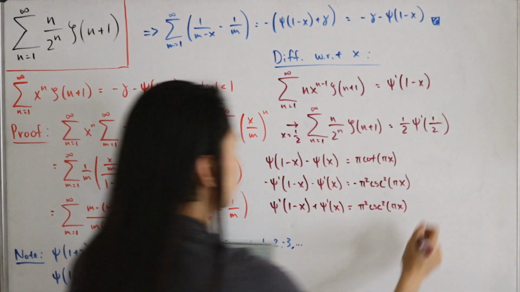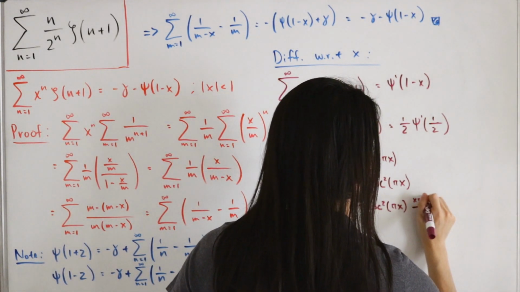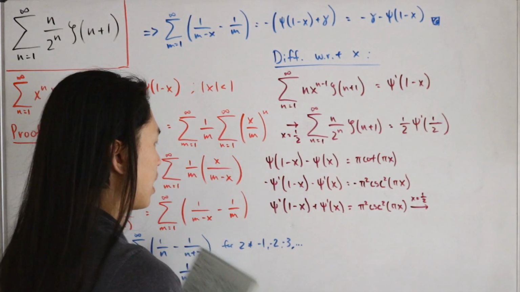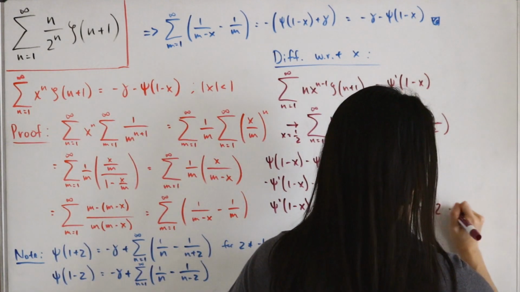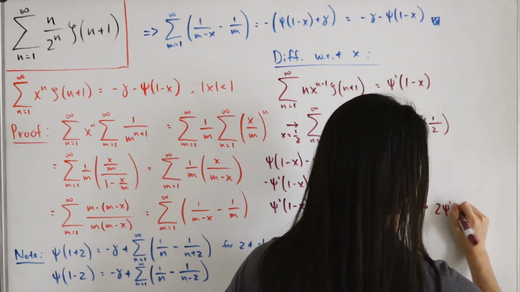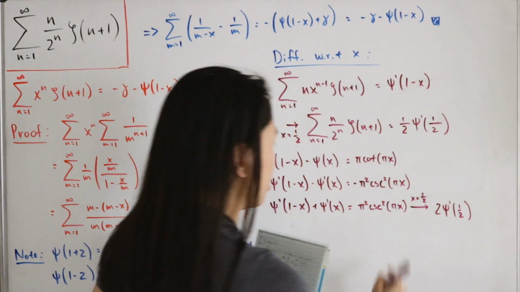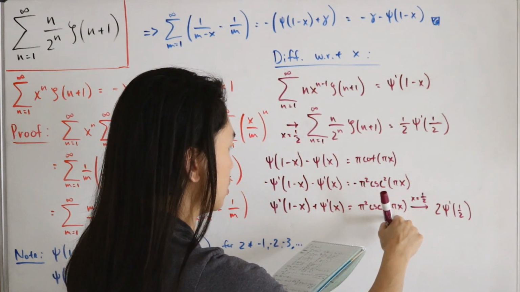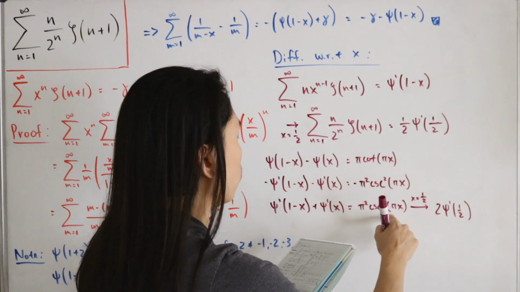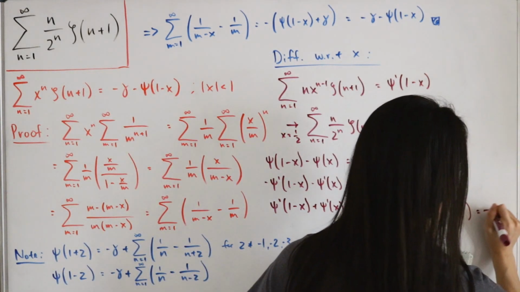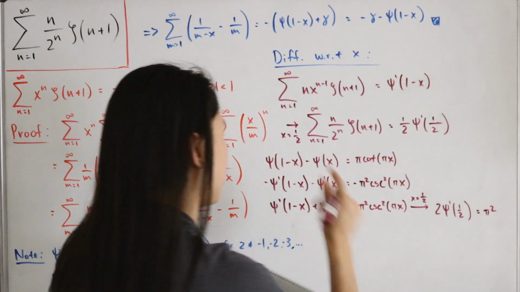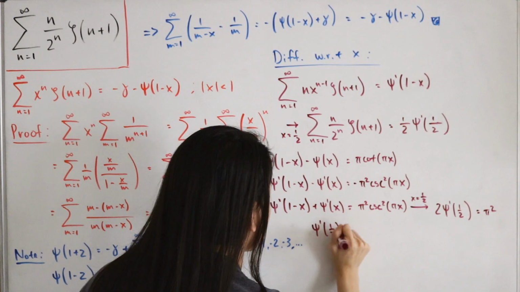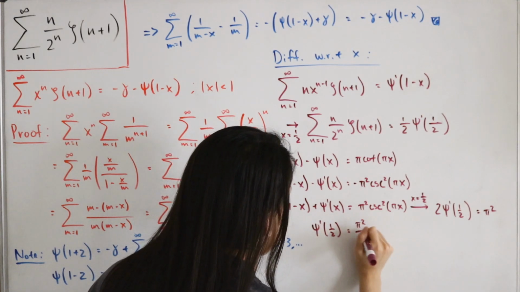Now let's plug x equals 1/2 into this entire thing. This is going to be a 1/2 and a 1/2, so we have double, 2 times the digamma prime of 1/2. And over here, if I plug in 1/2 there, cosecant square is just going to equal 1. So that means this is just going to be pi square. And so we just divide the 2 to both sides. So we have that digamma prime at 1/2 is going to equal pi squared divided by 2.